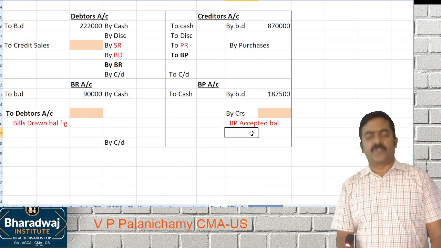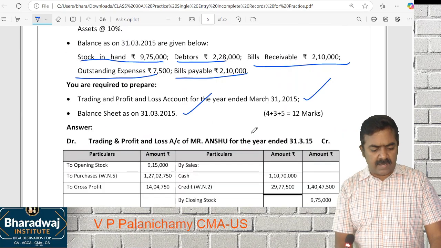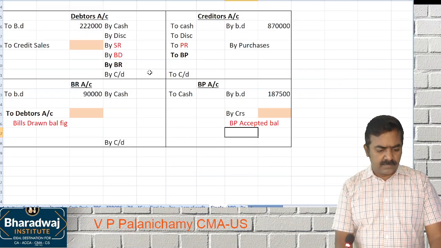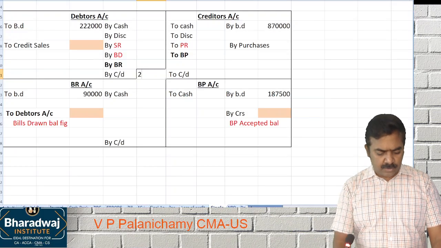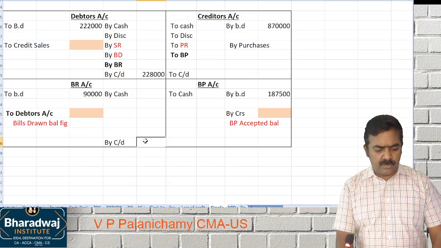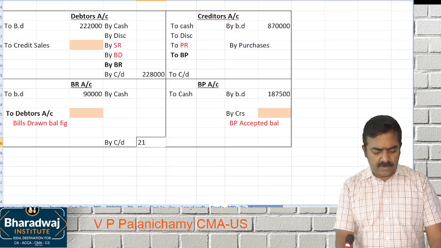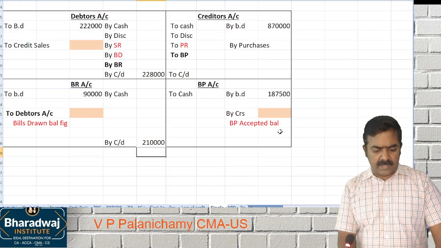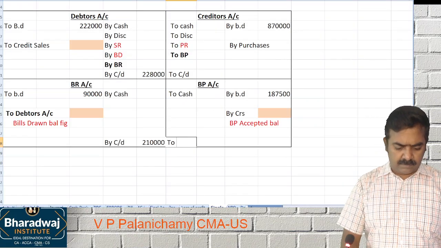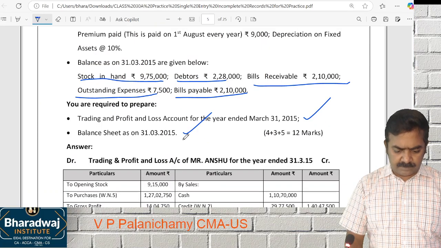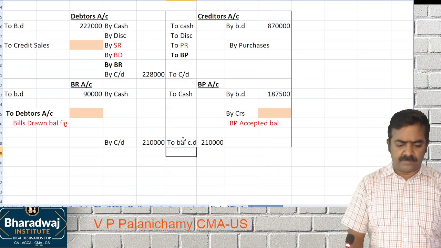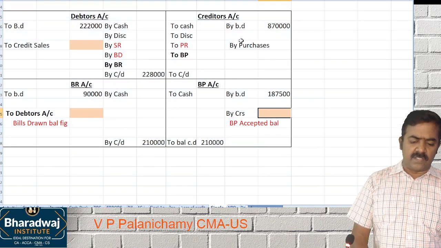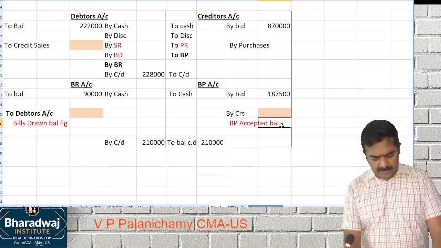Then look at the last four lines of the question. We are given closing balances. What closing balances are available? Debtors, bills receivable available. Look at the closing balance, how much is given? 2,28,000 for debtors. For bills receivable, how much is available? 2,10,000 is available. Bills payable, closing balance available. How much? 2,10,000 available. Then you post all the other transactions and tell me how much is purchases, how much is all these things. You try to tell me.